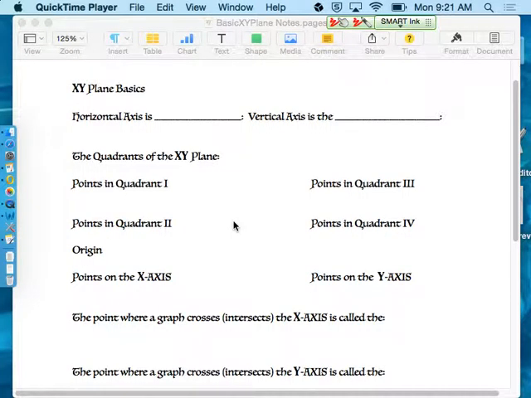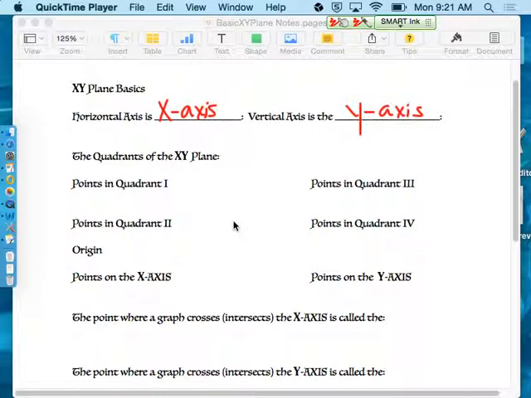Okay, I just wanted to lay some foundation on the XY plane before we start our linear unit. The horizontal axis is the x-axis. The vertical axis is the y-axis. And the plane is sectioned off into 4 different quadrants.